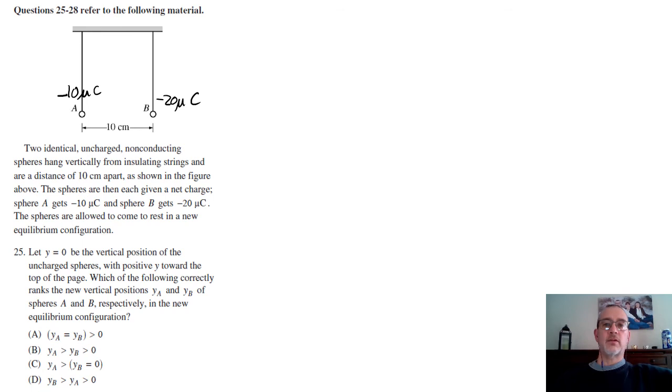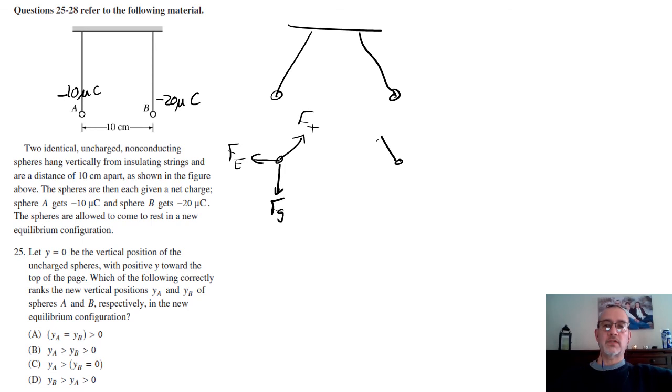So that means that their new position is going to be repulsive, so that they're going to move out a little bit. Each one of those spheres is going to have a force gravity on it, and a force electric on it, and a force tension on it. So the other one is going to be this way with a force of tension. It's going to have a force of gravity, and it's going to have a force electric. So question 25 says, let Y0 be the vertical position of the uncharged spheres, and which correctly ranks the new vertical positions of the spheres respectively.